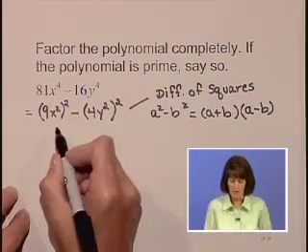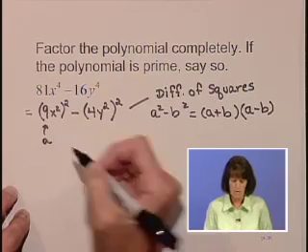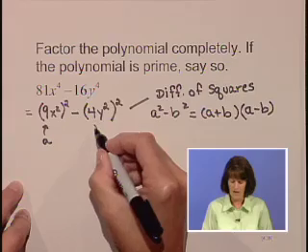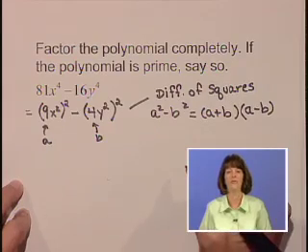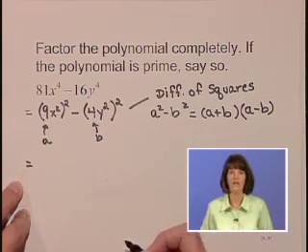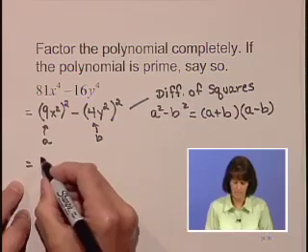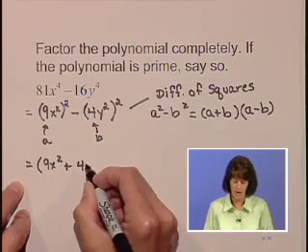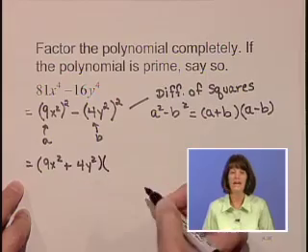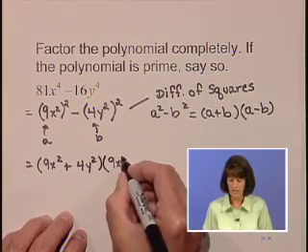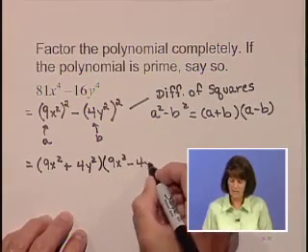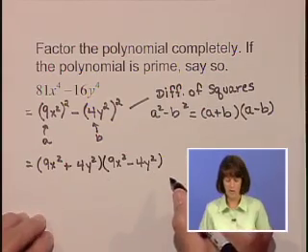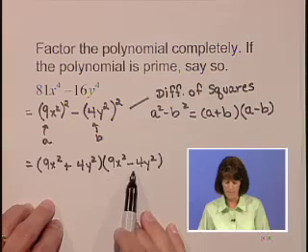In our polynomial, we'll use the value 9x squared in for a. We'll use the value 4y squared as b. And so this factors as the quantity 9x squared plus 4y squared times the quantity 9x squared minus 4y squared. This is looking pretty good, but let's look at it closely.